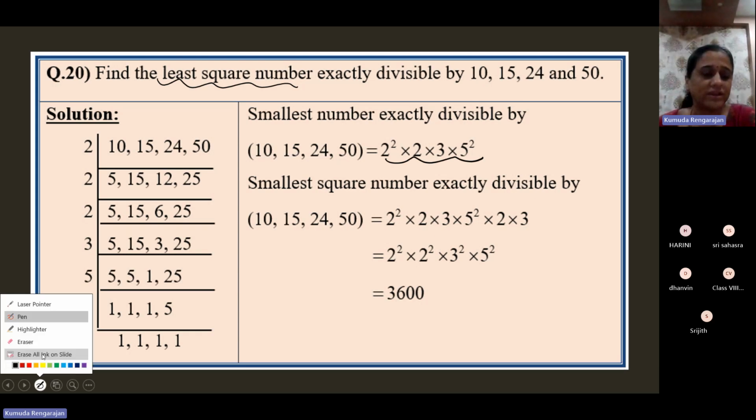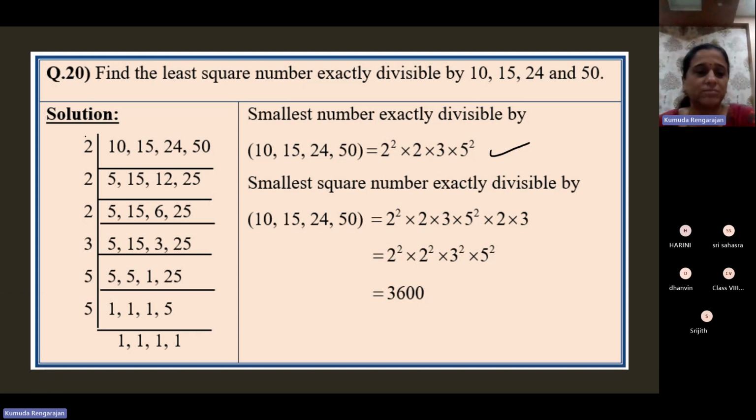All right. So find the LCM using the prime factorization method. And then you have one more step to find the smallest square number. And what is that step? Identify the primes that don't occur in pairs. So see here, 2 and 3 don't occur in pairs. So you want 1 more 2 and 1 more 3. So multiply by that 2 and 3.